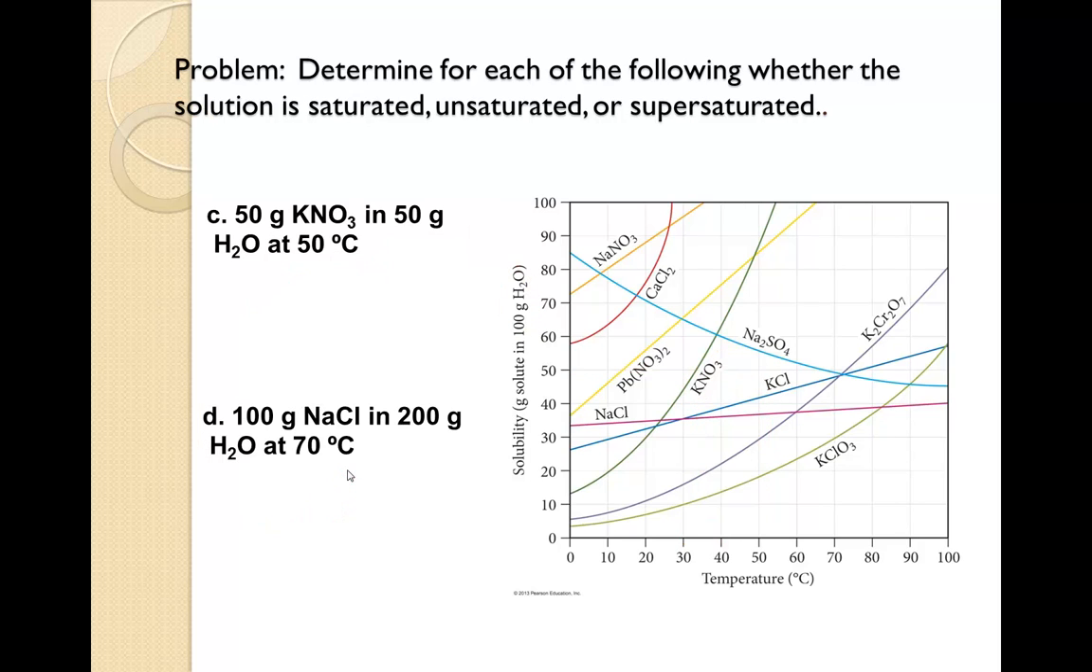Let's stick with KNO3. 50 grams of KNO3 for 50 grams of water. But this is in 100 grams of water. Therefore, we need to convert this to 100 grams so that way we're able to compare it with the chart. So we're going to multiply that by 2. If I multiply that by 2, that means I have to multiply this by 2 as well. So that means 100 grams of KNO3 at 100 grams of water at 50 degrees. So here's my 50 degree mark. That actually becomes a supersaturated solution.